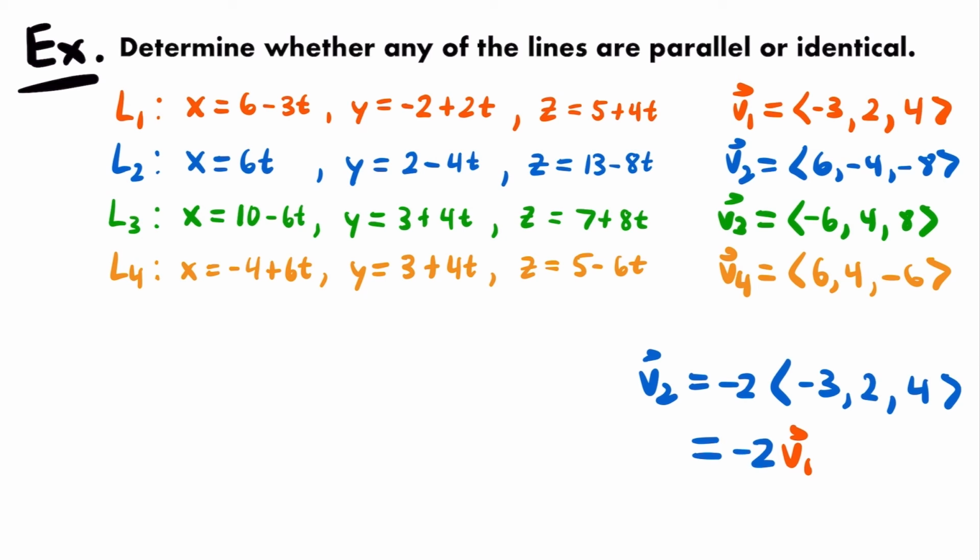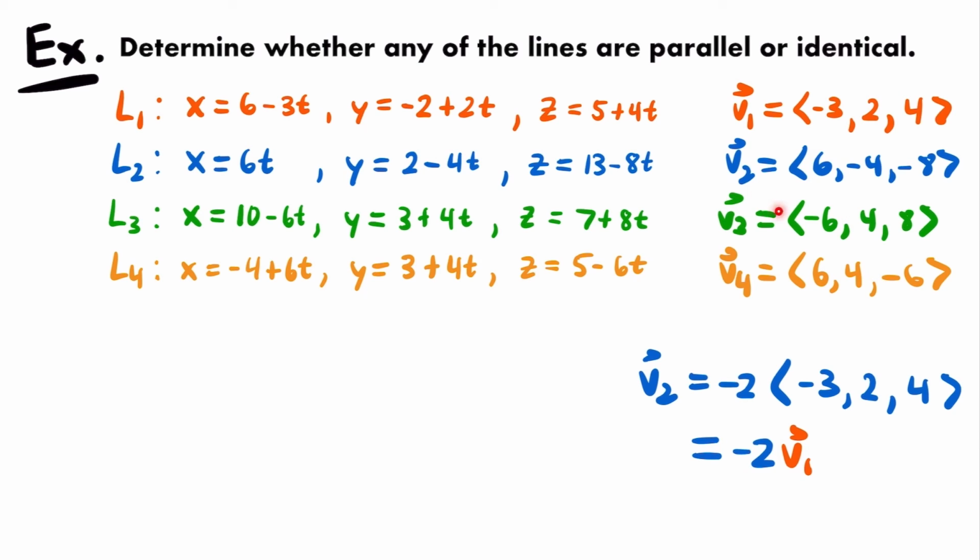Okay, so we know that so far, but I'm not going to write that down just yet because we still need to check to see if they represent the exact same line, if they are identical. Because if they're identical, then they're obviously parallel. So we'll just say they're identical rather than saying both of those things about those two lines. But we'll get back to that in a little bit. Let's work on seeing if any of these other vectors are scalar multiples of each other.